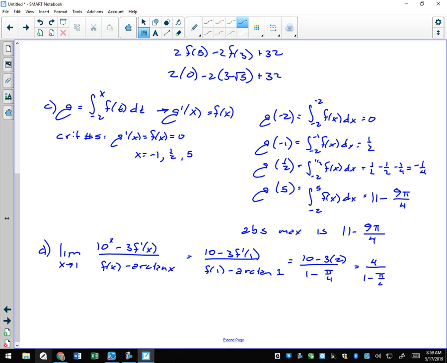Okay. Did I do that right? I wasn't expecting it to be that easy. I thought we were going to have to do L'Hopital's rule. Okay, I guess that's right. I don't feel like going back and double checking. Hopefully it is.